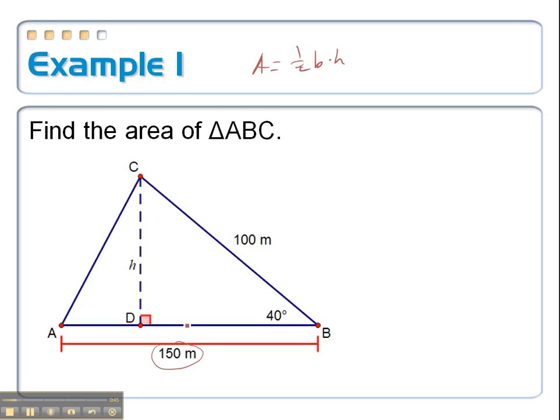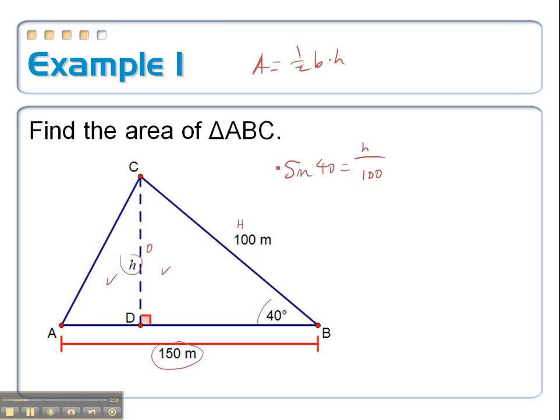And when I draw it in there, notice that what it does is it creates two right triangles, one on the left and one on the right, and I just happen to have one of these angle measurements. The height is opposite from that 40 degree angle, and the 100 is the hypotenuse of this right triangle. So in order to find this height, we could use sine. The sine of 40 degrees equals the opposite, which is h, over the hypotenuse, which is 100.